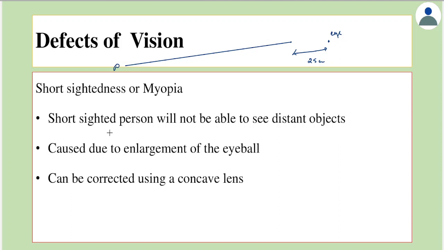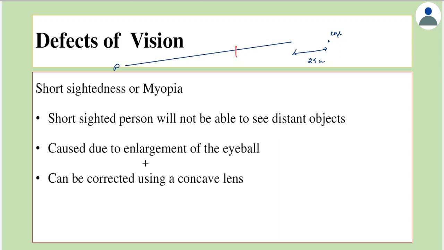But sometimes, due to some reasons, this range could be modified or altered. That is, a person may not be able to see up to infinity, or a person may not be able to see from a given distance. So the range of vision could vary. That is called defects of vision. This happens due to many reasons. We look at them one by one.